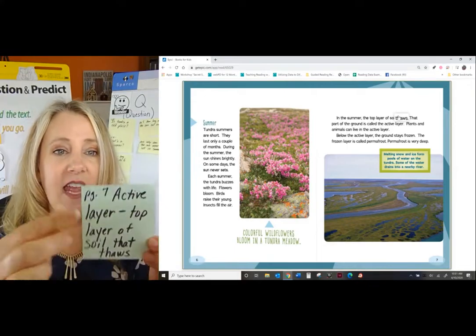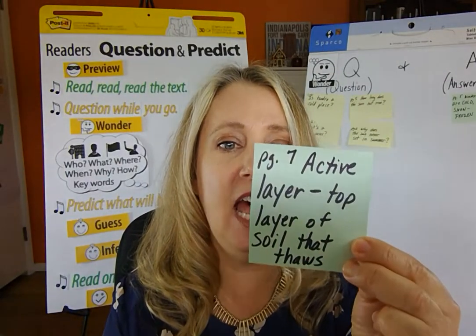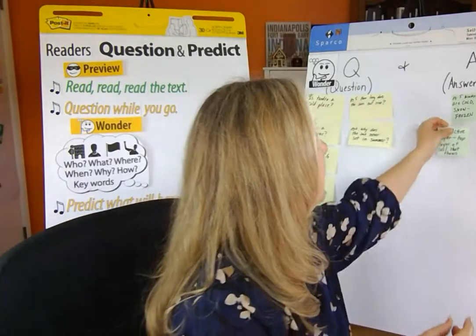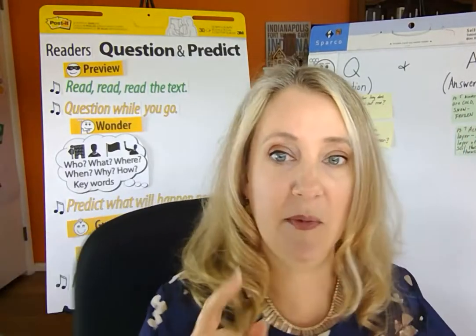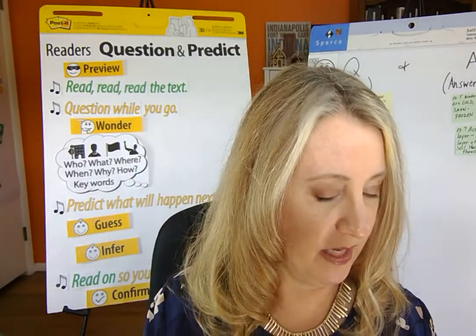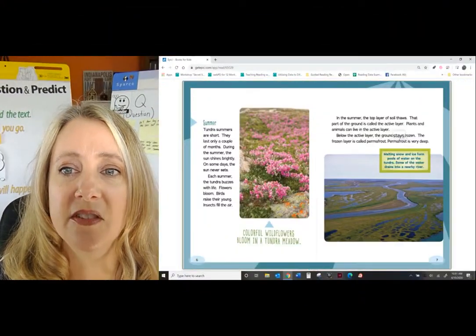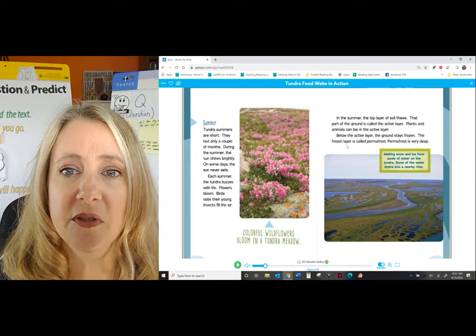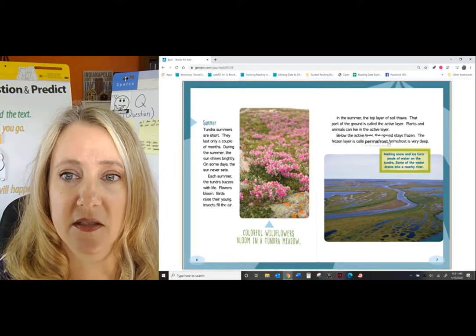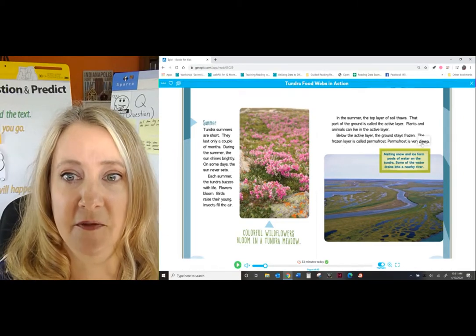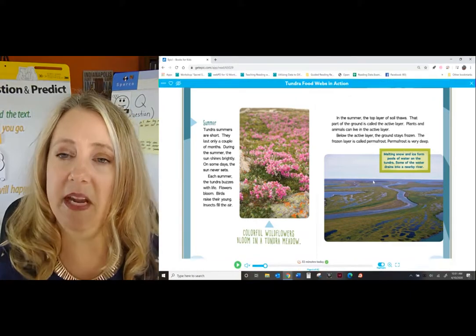That's what it is. Active layer is a top layer of soil that thaws. We're getting an answer to some of our questions. Okay, we're getting an answer. Let's see. Below the active layer, the ground stays frozen. The frozen layer is called permafrost. Permafrost is very deep. Okay.